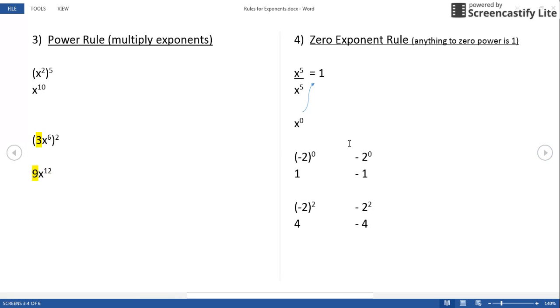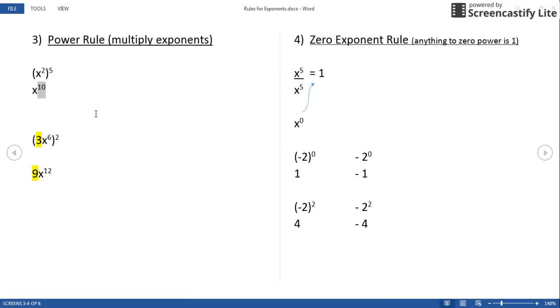Our next rule is the power rule when we are raising an exponent to an exponent. For this, we'll multiply the exponents together. For instance, if we had x squared that was being raised to the 5th power, we multiply 2 times 5 to get to our result of x to the 10th here. The power rule says that we're going to keep the base and we're going to multiply the exponents together.